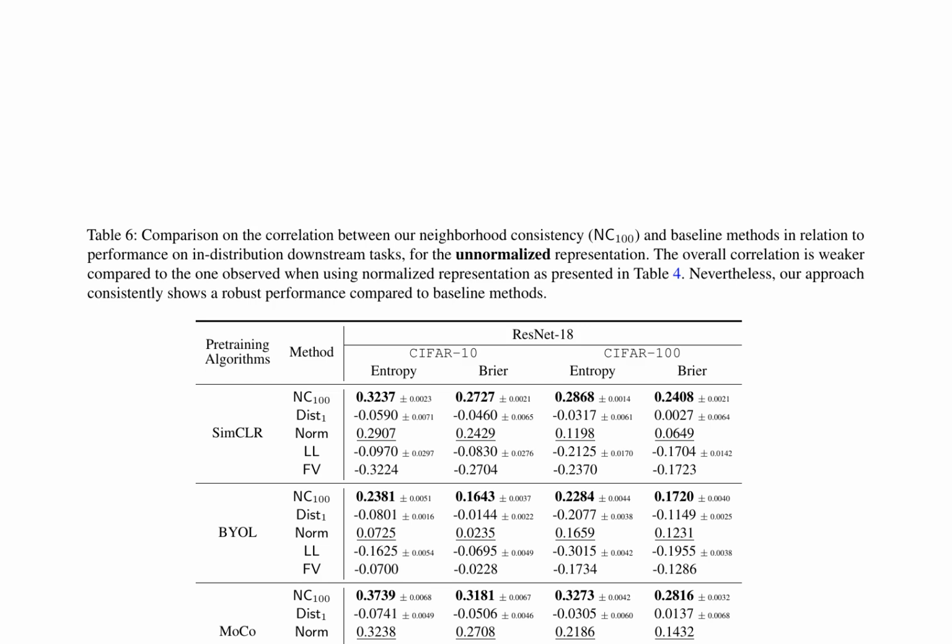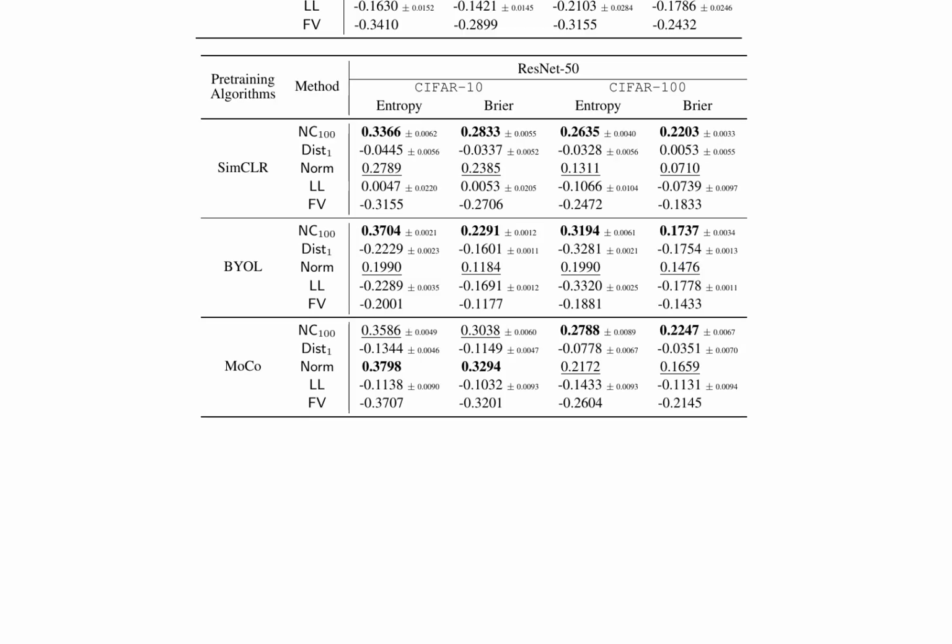Notably, for ResNet 18, SimCLR and MoCo consistently outperform baseline methods in terms of NC100, demonstrating a stronger correlation with in-distribution task performance. BYOL also exhibits robust performance, albeit with a weaker correlation. In contrast, for ResNet 50, all algorithms exhibit weaker correlations compared to their ResNet 18 counterparts, although MoCo continues to lead in terms of NC100.